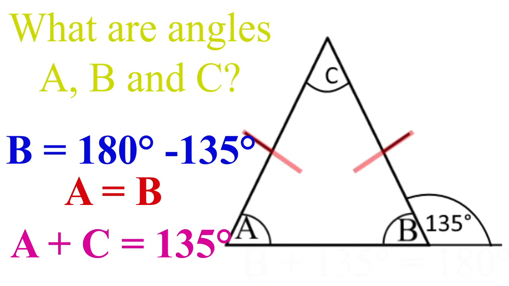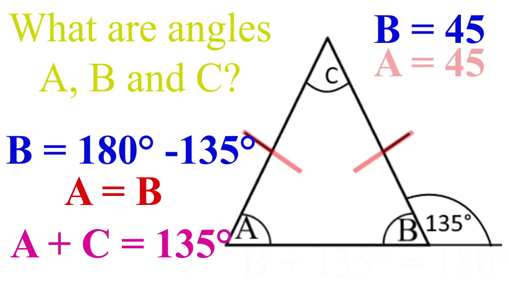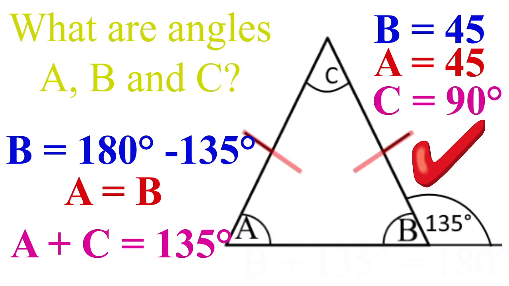So now we can work out our three values with these bits of information. 180 minus 135 equals 45. So obviously B equals 45 degrees. A equals B, so A equals 45 degrees. Now that we know A, A plus C equals 135 degrees means 45 plus C equals 135 degrees. If we take 45 away from 135 degrees, that gives us 90, because 135 minus 45 equals 90, so that means C equals 90 degrees. And there are our results.